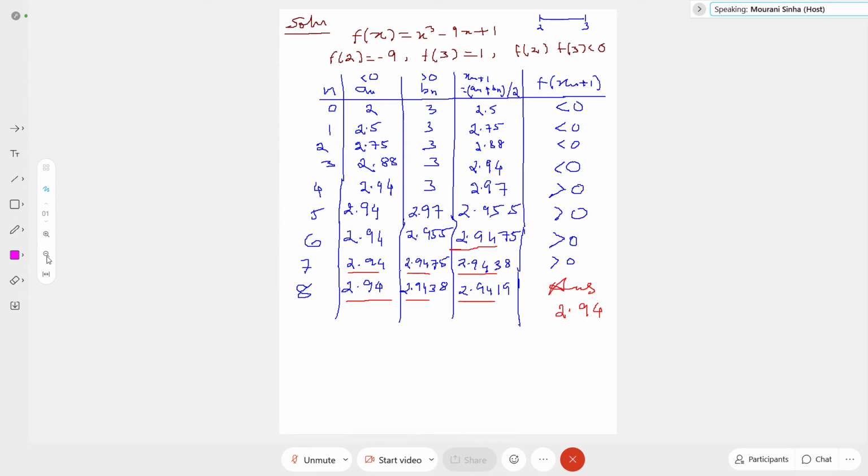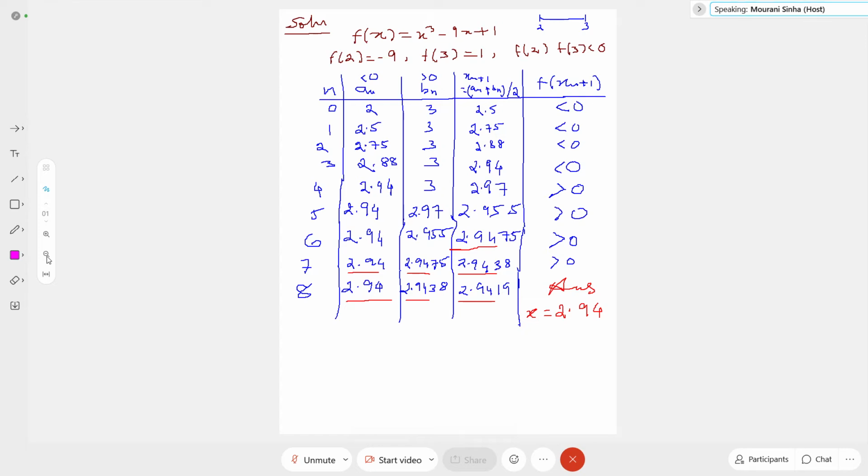Okay, and we stop here. 3 significant figures they had asked you, so 2.94 is 3 significant figures. So my final answer is x equals 2.94. That's the root. x equals 2.94.